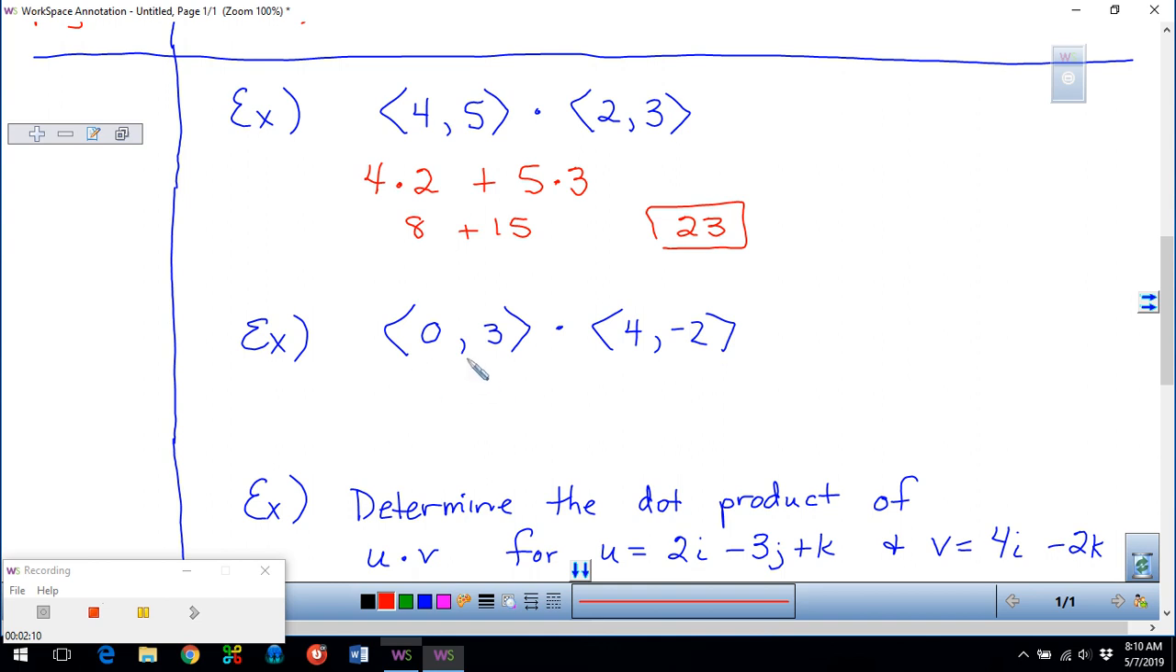Next example, the vector 0, 3 dot the vector 4, negative 2 is going to be 0 times 4 plus 3 times negative 2. 0 times 4 is 0. 3 times negative 2 is negative 6. When I add those together, I get negative 6. Go ahead and pause, finish copying these, and we'll move on to the next example.